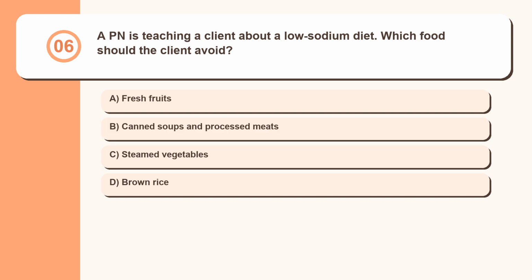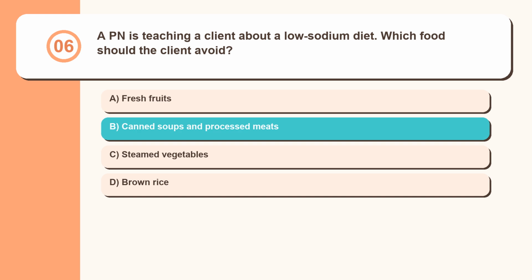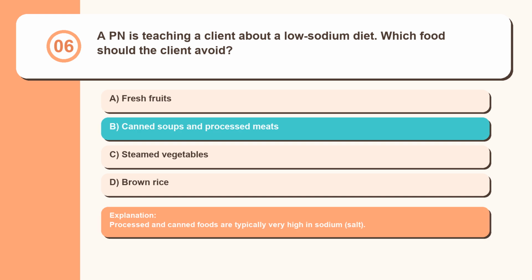Question 6. A PN is teaching a client about a low-sodium diet. Which food should the client avoid? Fresh fruits, canned soups and processed meats, steamed vegetables, brown rice. Processed and canned foods are typically very high in sodium, salt.